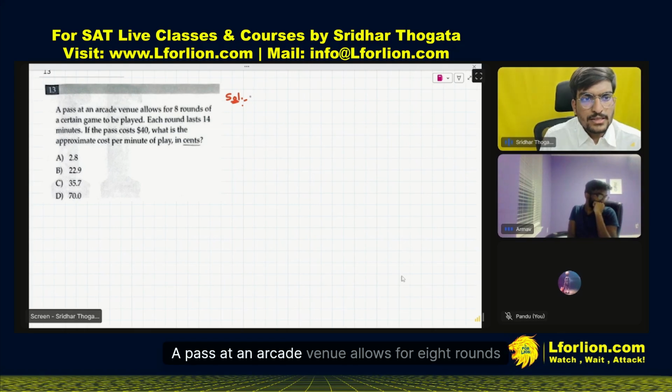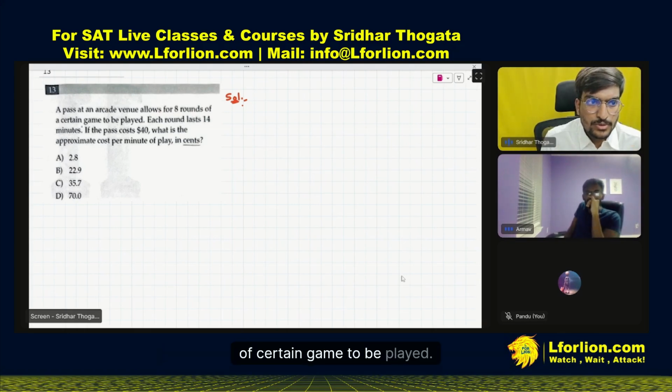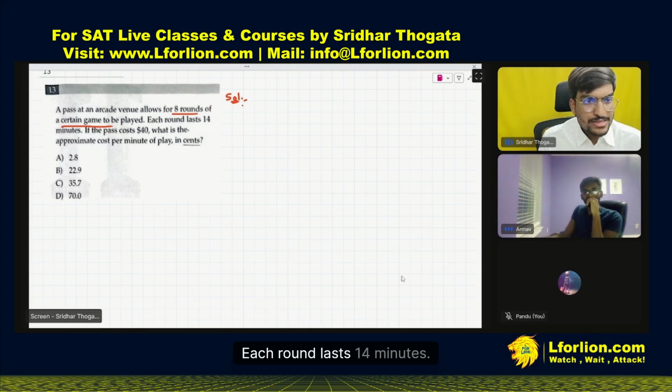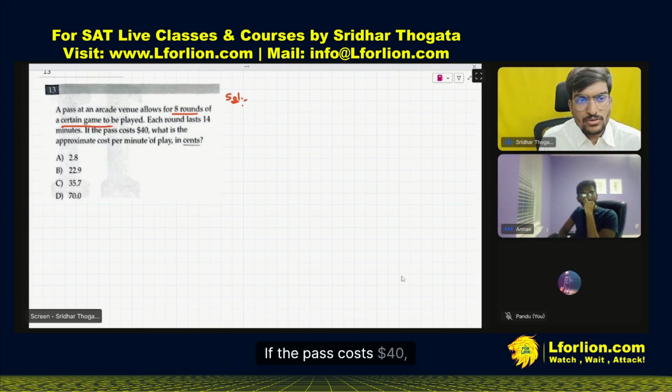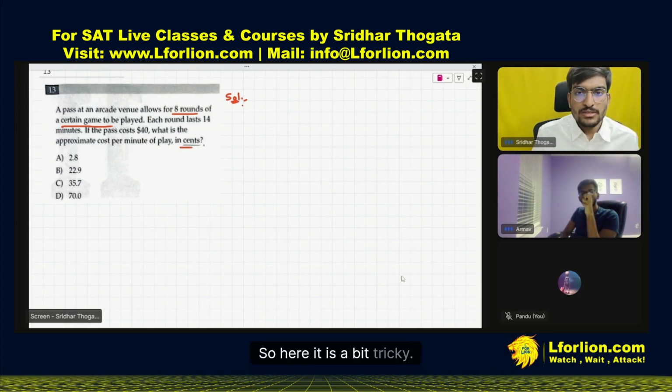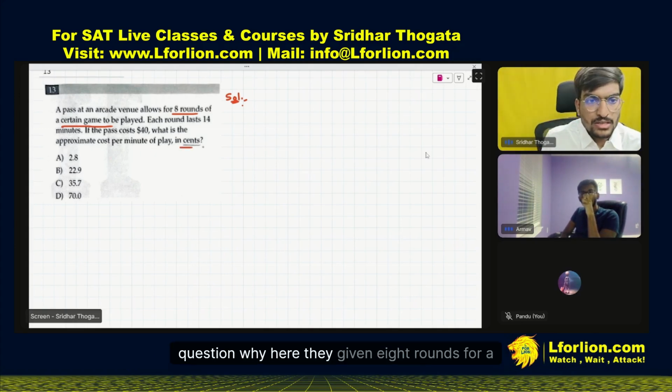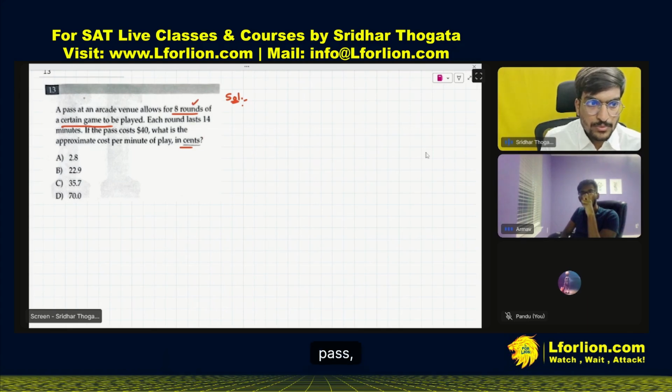A pass at an arcade venue allows for 8 rounds of a certain game to be played. Each round lasts 14 minutes if the pass costs $40. What is the approximate cost per minute of play in cents? So here it is a bit question. Here they are given 8 rounds for a pass to a certain game to be played.